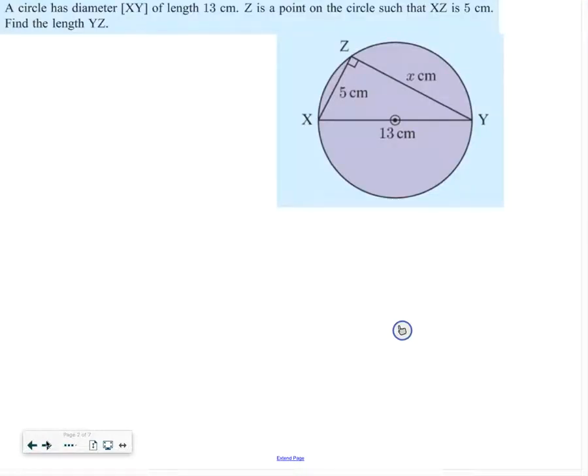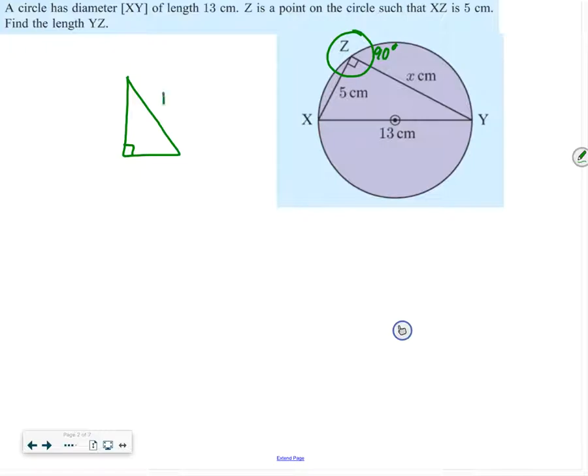A circle has a diameter of 13 centimeters. Z is a point on the circle such that XC is 5 centimeters. Find the length of YZ. Well, since I know that it's forced, and this is a right triangle, since Z is 90 degrees, I can use my Pythagorean theorem. I'm going to redraw my triangle.